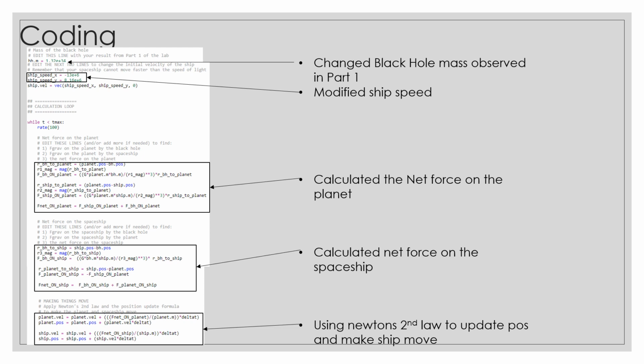Modified the ship speed, and then here we calculated the net force of the planet using the F grav principle, and then we added both the force of the ship on the planet and the force of the black hole on the planet to get the force on the planet. The net force on the ship was equivalent to the black hole on the ship plus the negative of the ship on the planet, which is equivalent to planet on ship. And then we also use Newton's second law to update the position formula and the velocities and make the ship or planet move.